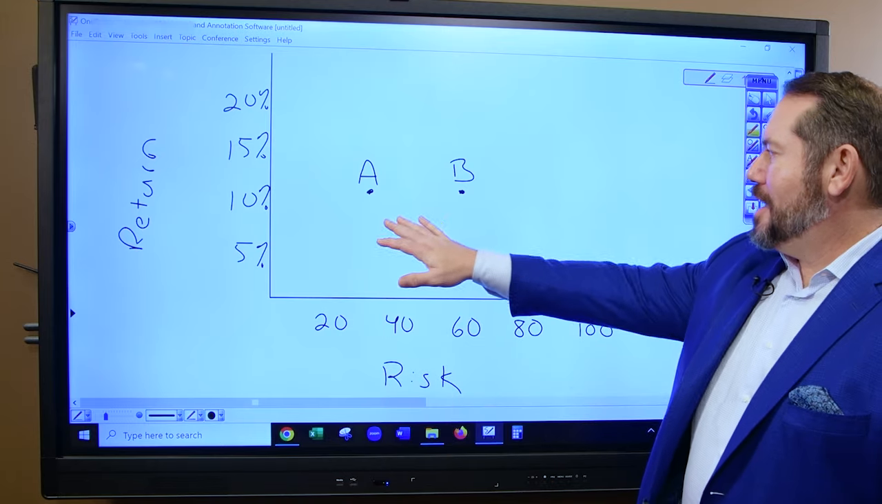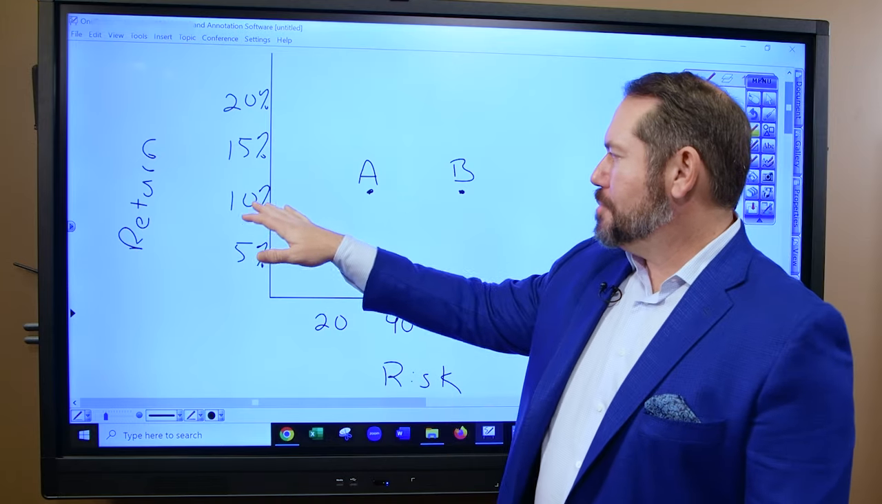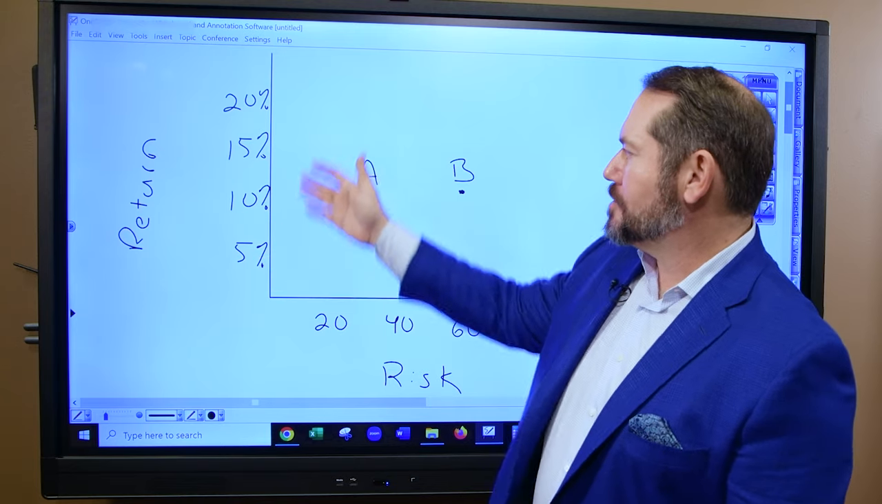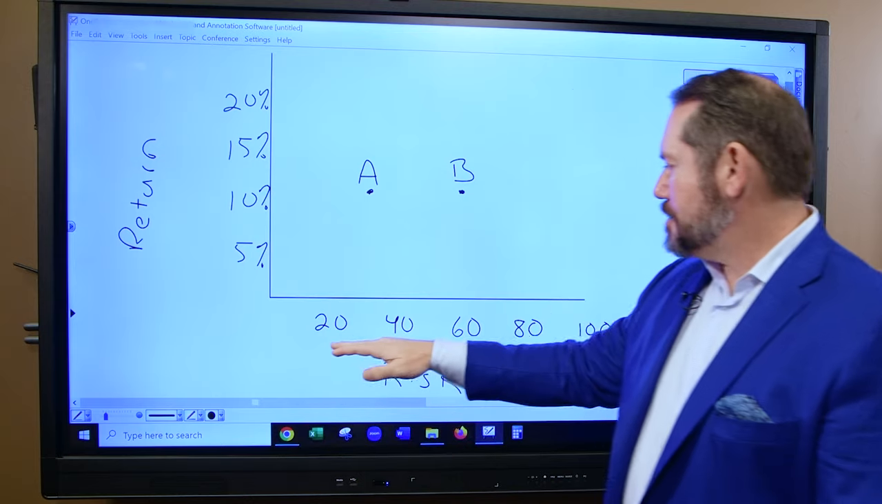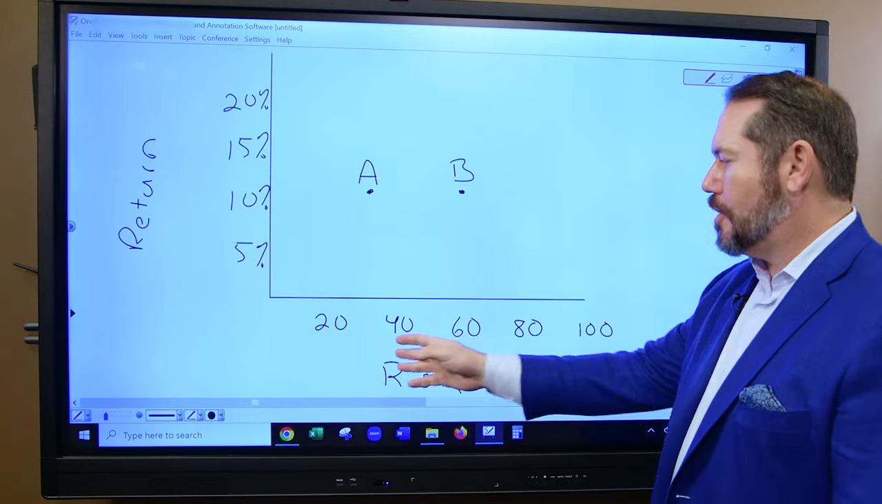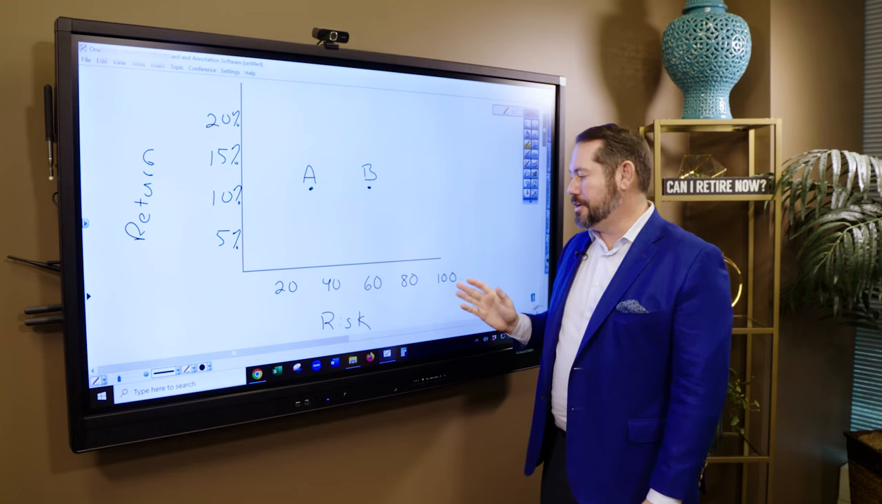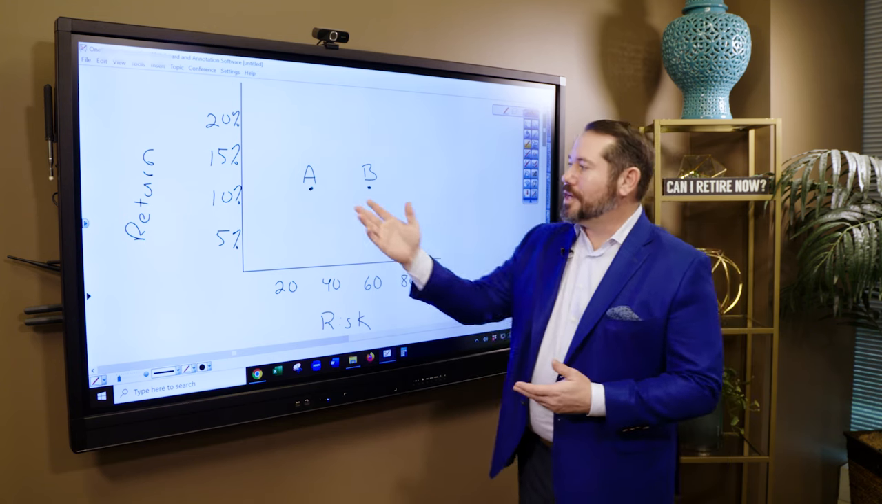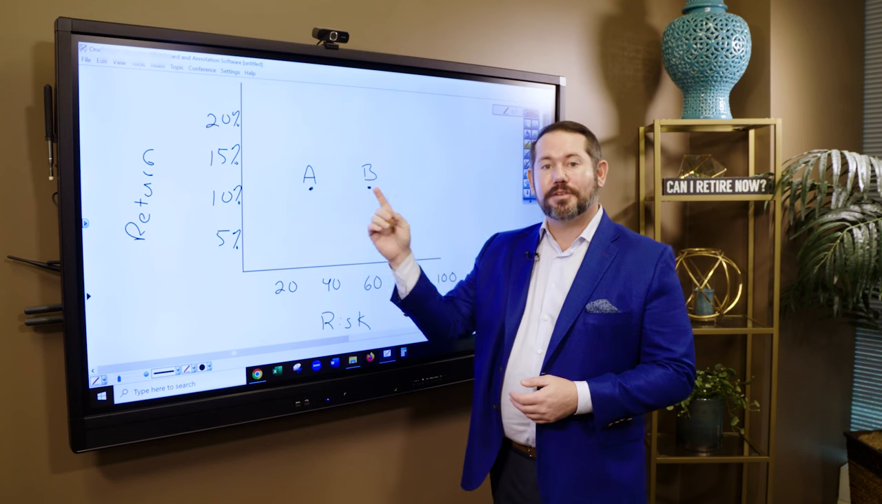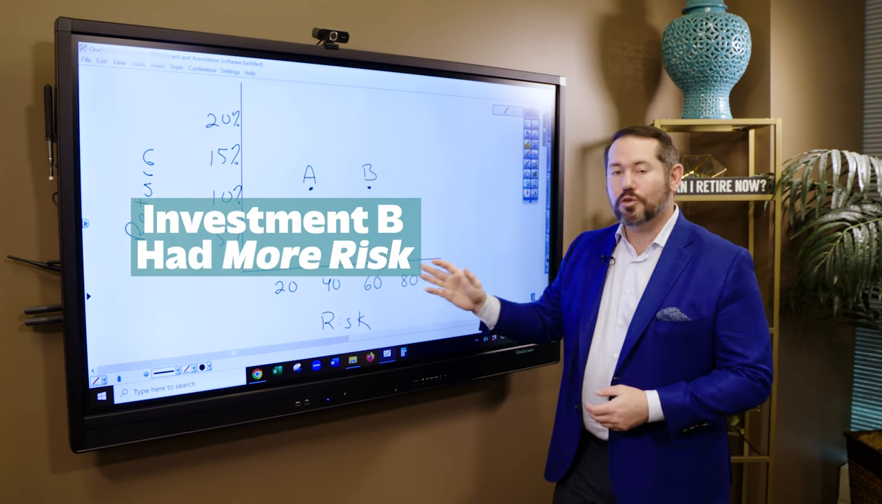So here we have investment A and investment B. Both return 10%. As you can see over here on the y-axis, we have return percentages, 5, 10, 15, 20, and on the x-axis, we have risk. The farther we go out on the scale here, the riskier the investment is. So we can see both A and B returned 10%, but investment B had more risk.